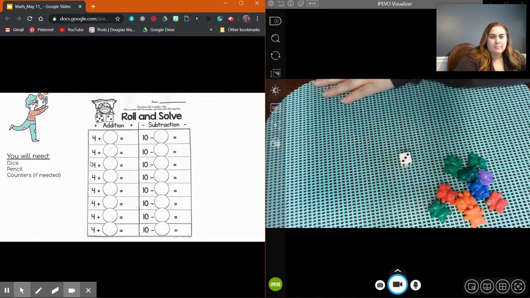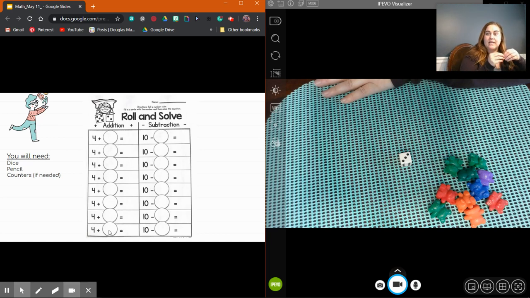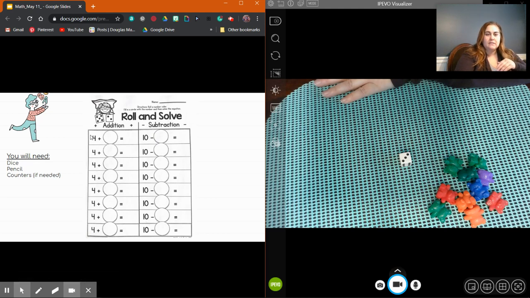We have two columns on our paper. One says addition, which means we're adding or putting two numbers together to see how many we have all together. The other says subtraction, so that means we're taking away. And these number sentences already have some numbers plugged in for us. When we're adding today, every time we add, we're going to be using the number 4. So it's 4 plus a number, whatever number we roll. And when we're subtracting or taking away, we will always start with 10, and then we'll take a number away from that and find the difference or the answer.